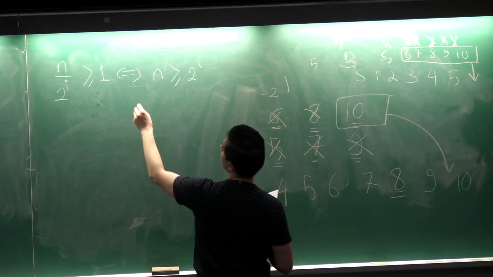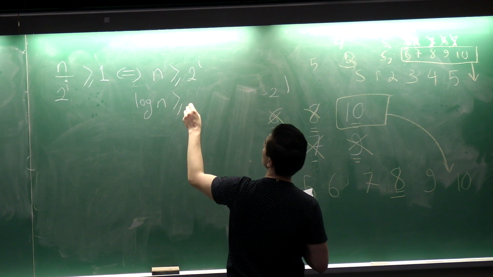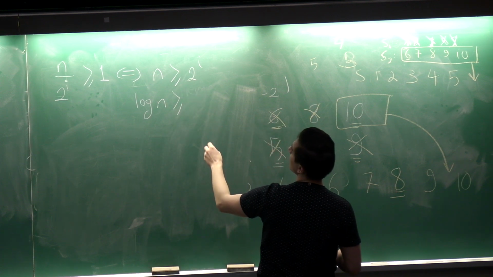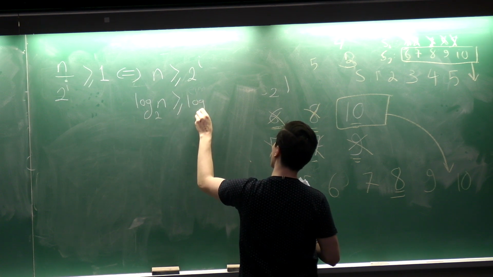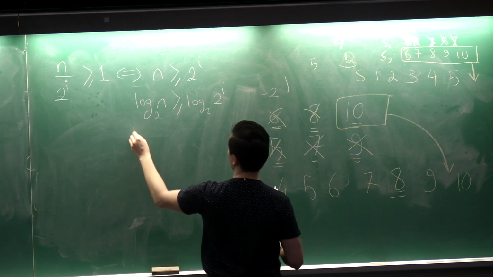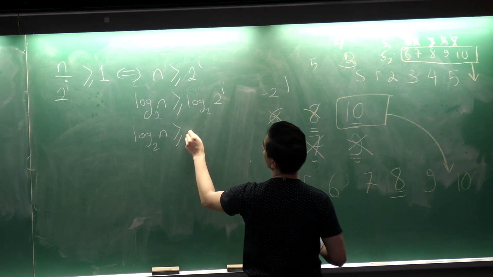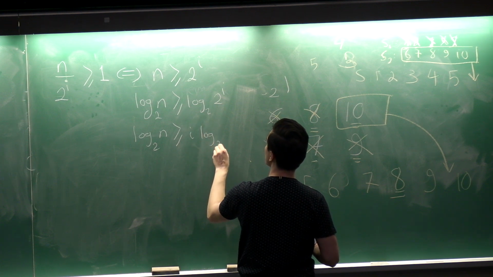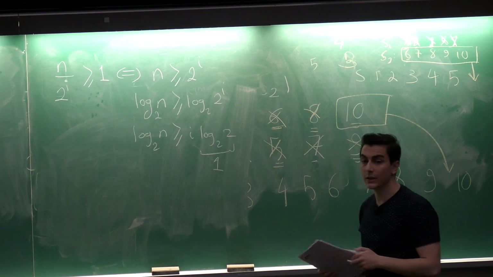We can basically take the log, right? So, what is going to be the log base 2 of 2 to the i? It's going to be i log base 2 of 2. This is 1.